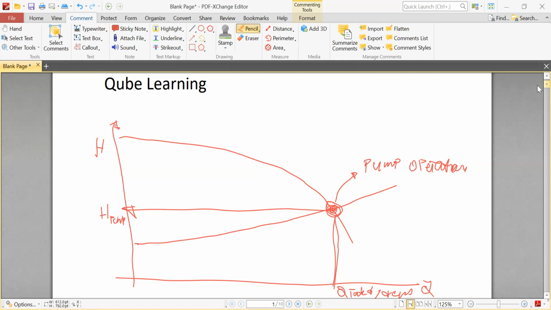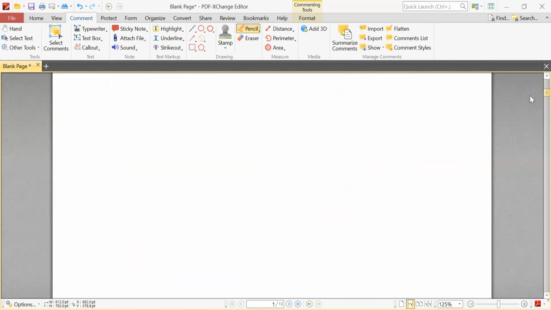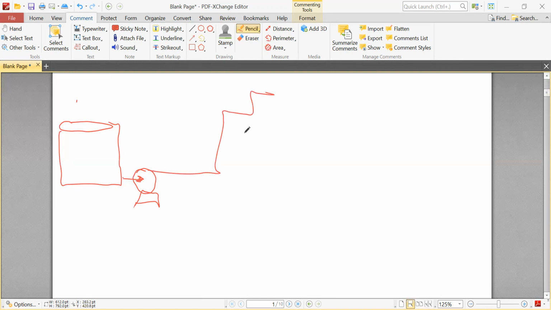So let's take a look. First, I can draw an example for you. We have some tank here, and then it will pump to another location. Just imagine that this pump goes to two branches. I will make it two branches.